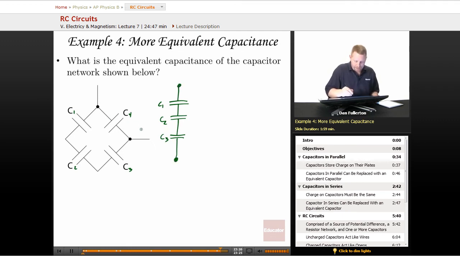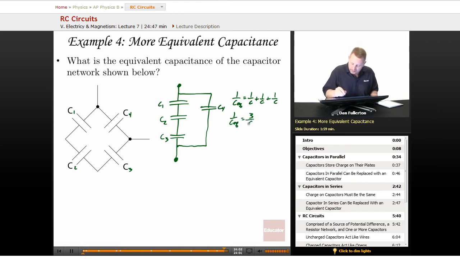Now we also have C4, which if I drew it this way, probably looks a lot simpler. All right, so what we really have here, we have 3 capacitors in series, all of those in parallel with 1. So let's replace these in series by one equivalent capacitance for C1, 2, and 3. To do that, I'm going to say 1 over C equivalent is 1 over C plus 1 over C plus 1 over C, or 1 over C equivalent is going to be 3 over C. Therefore, C equivalent must be C over 3.